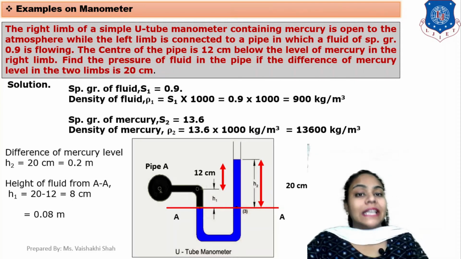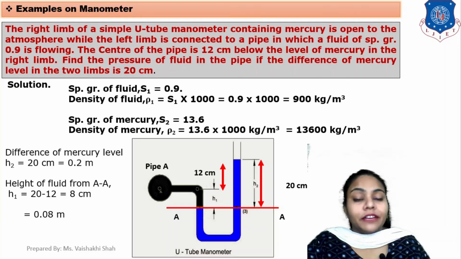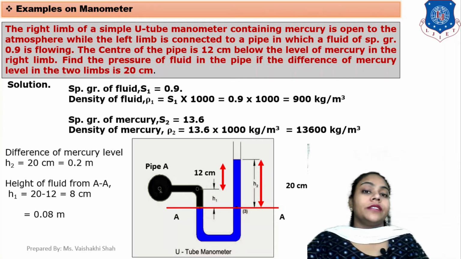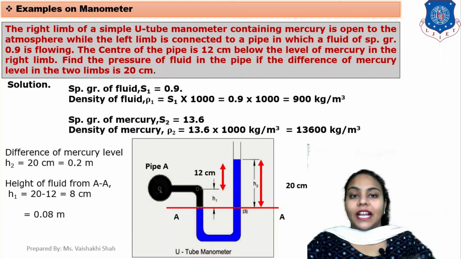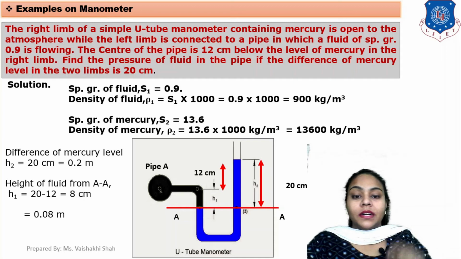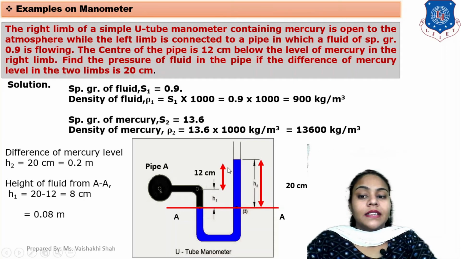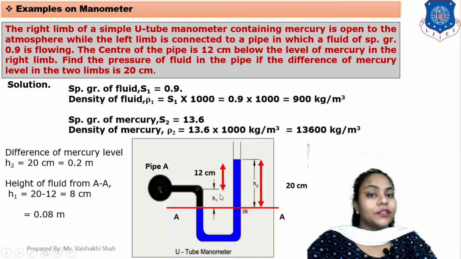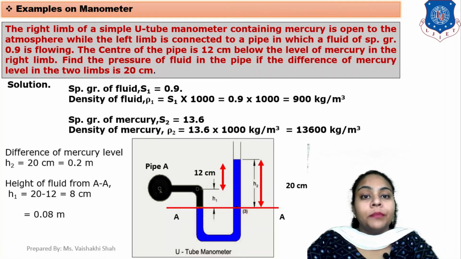The first thing in this example is that you have to draw the diagram first. Very firstly, you have to draw the diagram, and after that you can solve the example. Here H2 is 20 centimeter, which is 0.2 meter. Now, as per the diagram, if I have to find this height H1, then H1 equals 20 minus 12, which is 8 centimeter, which is 0.08 meter.